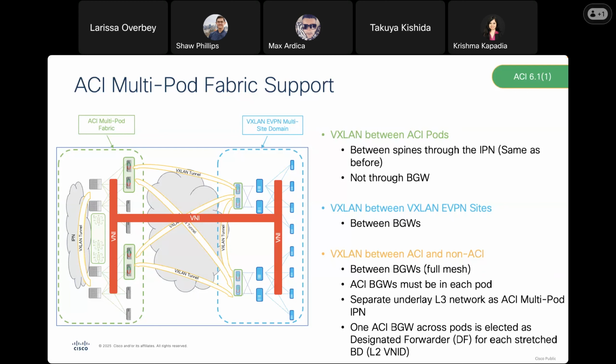For each of the bridge domains that are extended across, a specific ACI border gateway will end up being elected as the designated forwarder. And the ACI border gateways in this case are also dedicated layer 3 nodes. So at this time, they'll only be used for layer 3 connectivity. We can't connect endpoints or anything else to that.